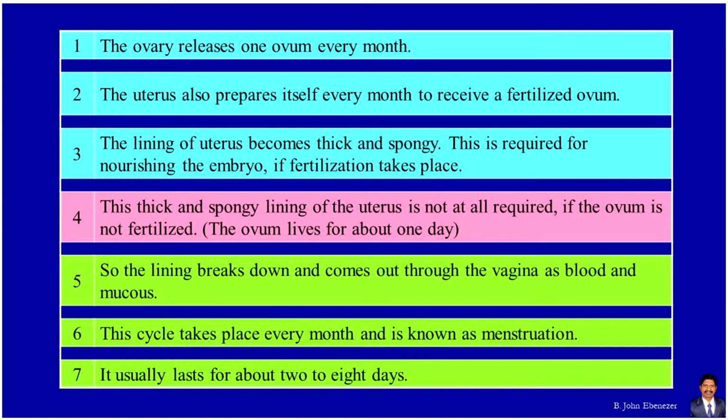This thick and spongy lining of the uterus is not at all required if the ovum is not fertilized. So the lining breaks down and comes out through the vagina as blood and mucus. This cycle takes place every month and is known as menstruation. It lasts for about 2 to 8 days.